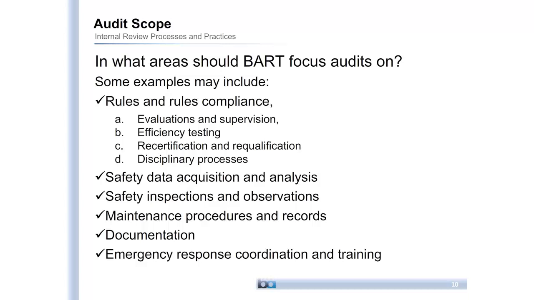Some examples may include rules and rules compliance. 1. Evaluations and supervision. 2. Efficiency testing. 3. Recertification and requalification. 4. Disciplinary processes. Safety data acquisition and analysis. Safety inspections and observations. Maintenance procedures and records. Documentation. Emergency response coordination and training.